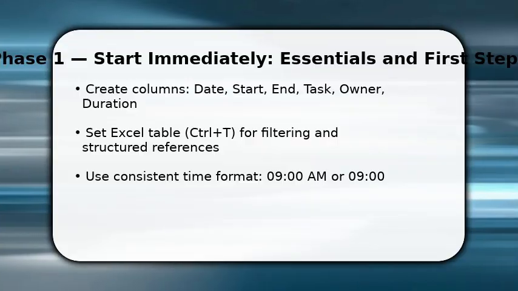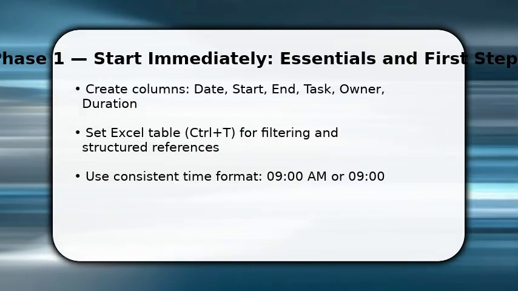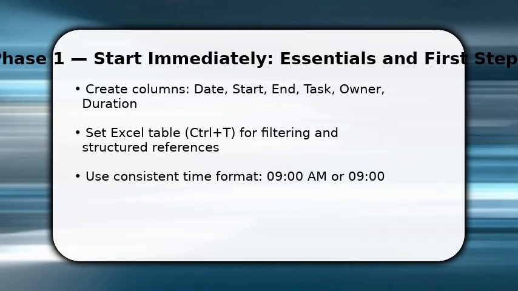You begin by preparing the sheet so it works predictably. Enter date, start, end, task, owner, and a duration column. Once structured, format time consistently. Convert the range to an Excel table, Ctrl+T, to enable filters and formulas that autofill as you add rows.